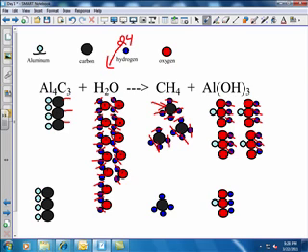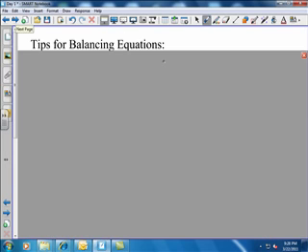21, 22, 23, 24. So, I have those balanced. So what I would do to balance this then is I would say that I have 12 H2Os, 3 CH4s, and 4 of those. Okay, so that's what you got to do, is you basically have to count atoms when you're balancing these things. Now, that's a lot of work to do that way, so I have a few tips that we're going to look at.